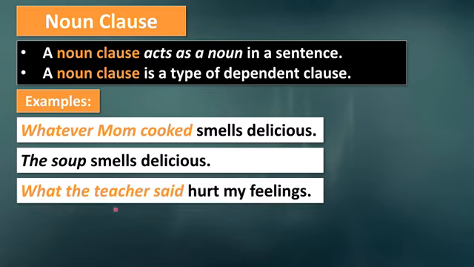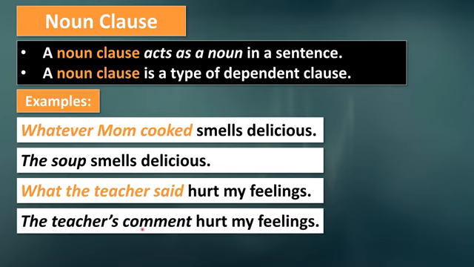Another example of this, what the teacher said hurt my feelings. What the teacher said is a noun clause acting as a noun. In this case, a thing or a comment. The teacher's comment hurt my feelings. Noun clauses can act as subjects, objects, or complements. In both of these cases, the noun clause acts as the subject of the sentence. And these noun clauses come before the verbs.